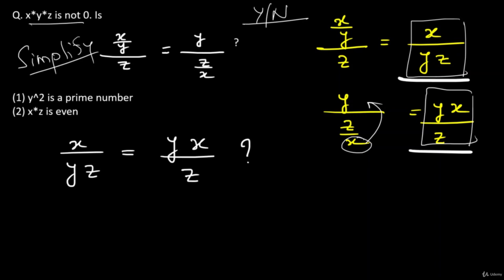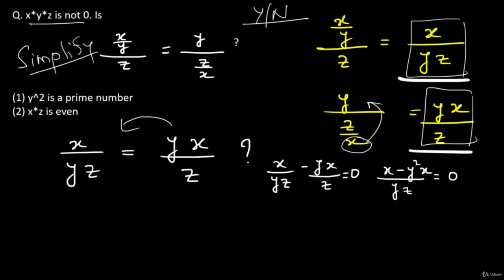All right. Now let's see. Even before we use the statements, is there anything else that we can derive from this? Let's take this to the left hand side. So we get x by yz minus yx by z to be equal to 0 if this holds, right? So let's make the denominator over here also yz. So this becomes x minus y square x by yz, and that has to be equal to 0, right? That's what's being asked. When will this be equal to 0?